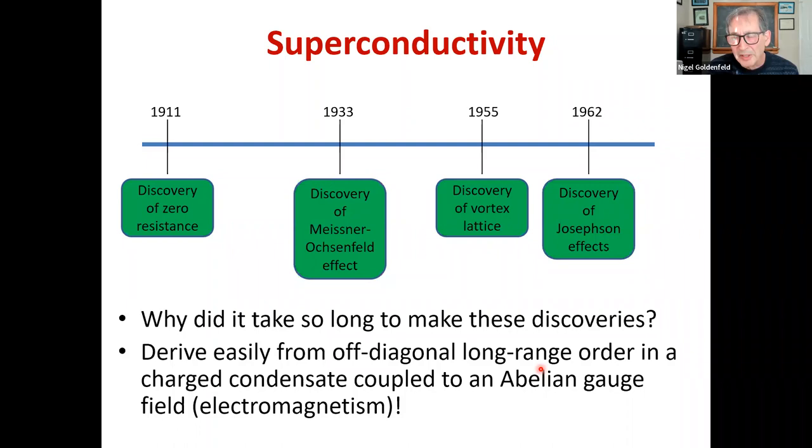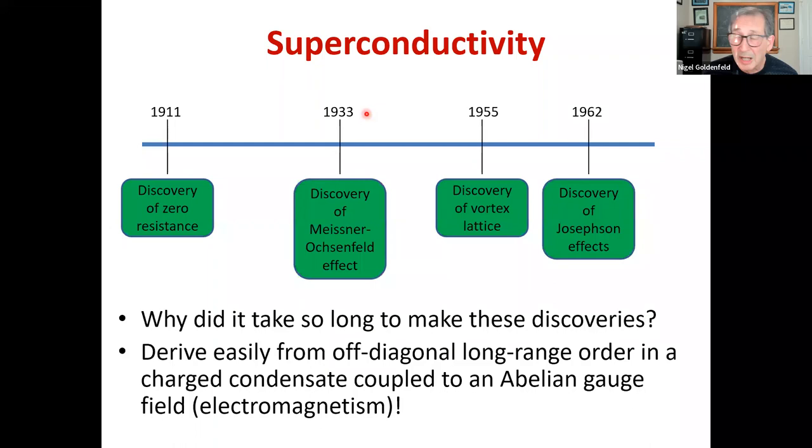Now, why do I want to talk about superconductivity? Well, I am a condensed matter physicist for one thing, but there's something really rather extraordinary that one notices when one teaches superconductivity, as I do. So here is a timeline of some of the most important discoveries in superconductivity. One of them is the discovery of zero resistance in 1911 by Kamerlingh Onnes. And 1933, the Meissner-Ochsenfeld effect, the expulsion of magnetic field by superconductors, type 1 superconductors anyway.